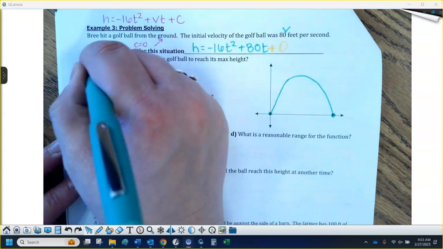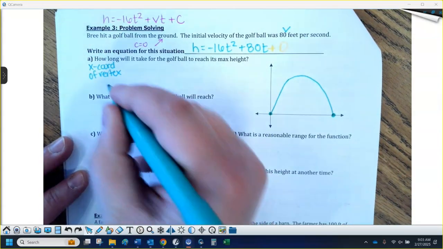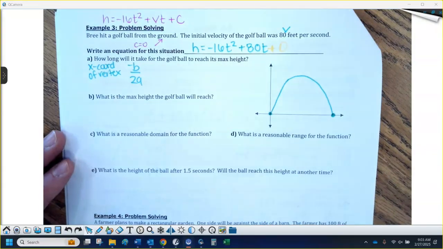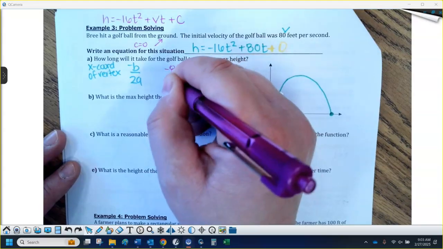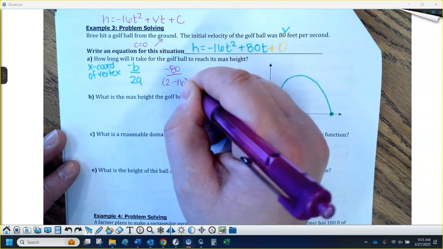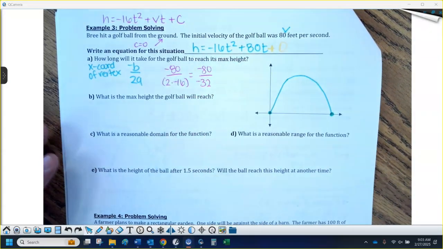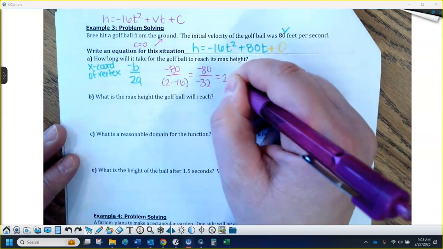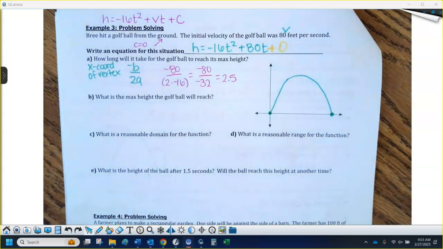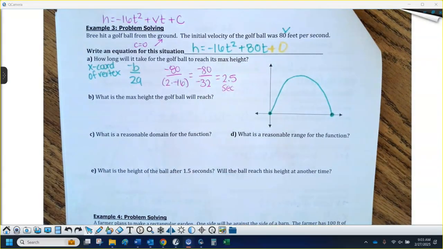So how long will it take to reach the maximum height? This is just the x coordinate of the vertex. So all you have to do for that is negative b over 2a. For this question, your b value is 80. So this would be negative 80 over 2 times negative 16, so negative 80 over negative 32. I think we did this in one of the other problems, actually. This is 2.5. That's going to be in seconds. So it takes 2.5 seconds to get this golf ball to the top of that parabola.